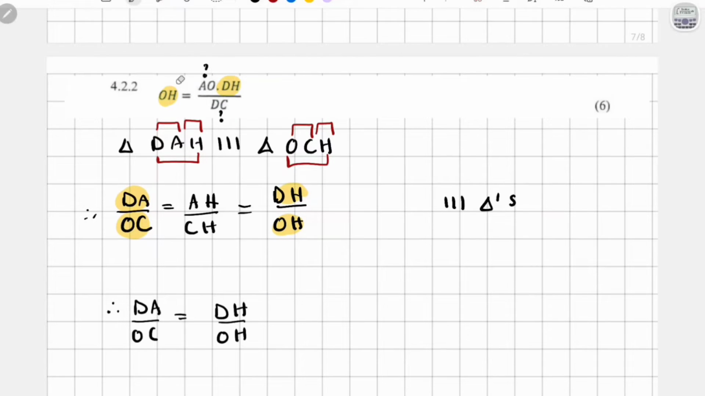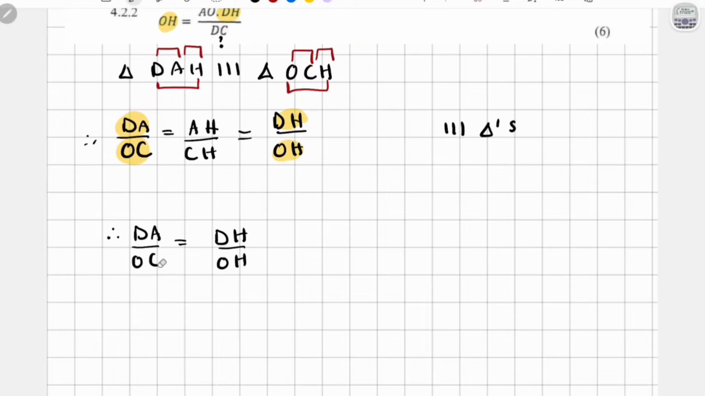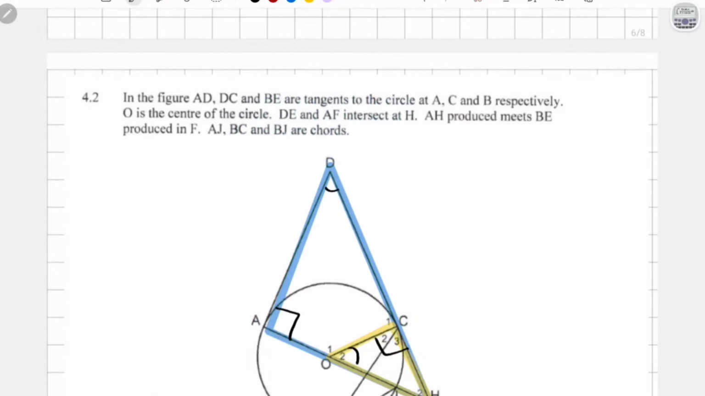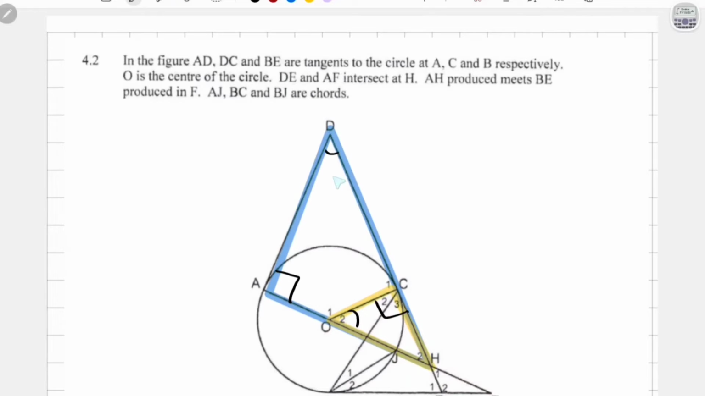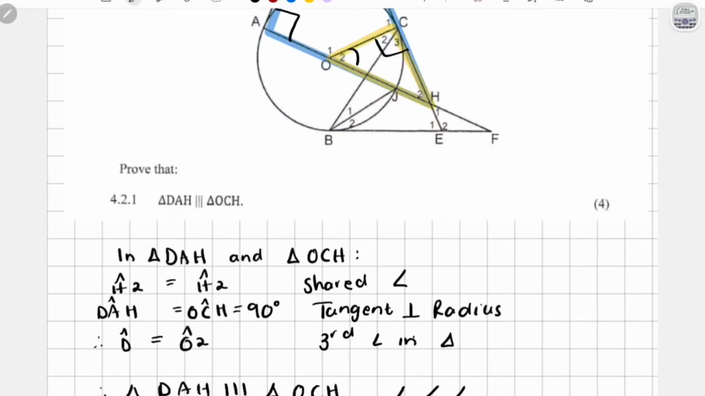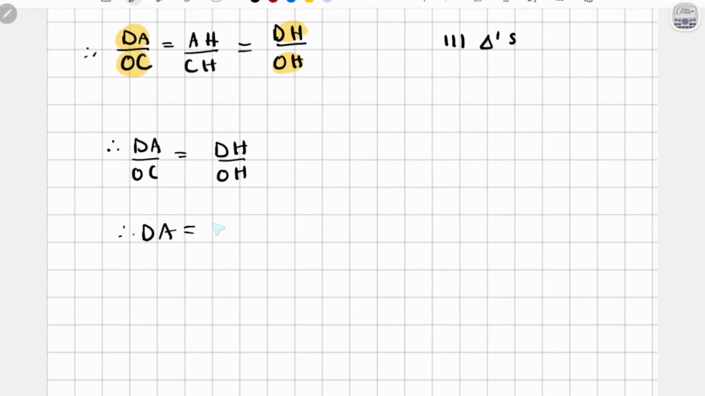I'm going to also do that. But I know now that DA is equal to DC, and I can see here DA is equal to DC. So wherever I see DA, I'll replace it with DC because I see that that's what they did. So it's equal to DC, and I'll give my reason. That's because tangents drawn from the same point to a circle are equal.